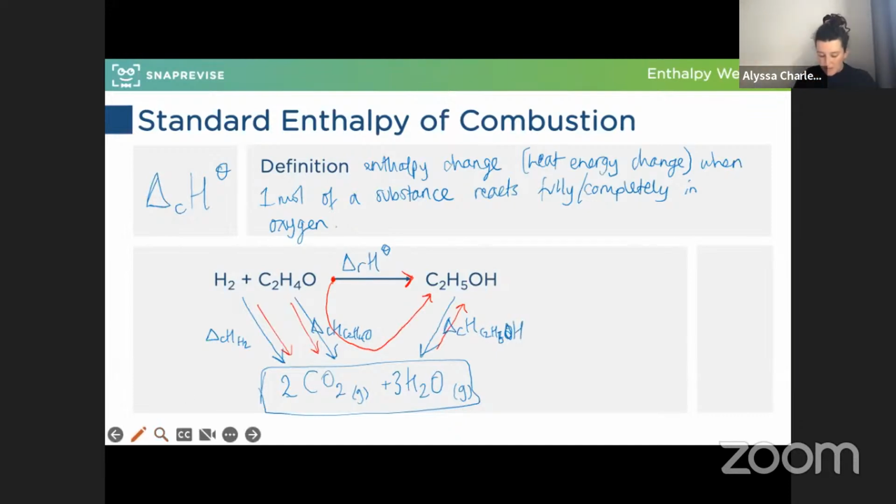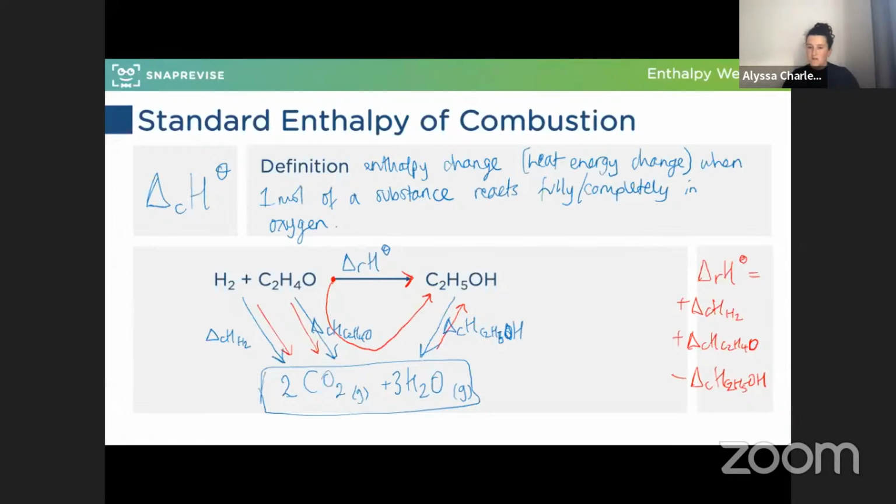So when I'm constructing my equation, if I'm trying to work out my enthalpy change of reaction, I'm going with the combustion data for H2 and C2H4O. So I'm adding the enthalpy of combustion data for those two, whatever those values are. But I'm going against the other arrow, so I need to minus whatever that value is, whatever that arrow is representing. C2H5OH to construct it.